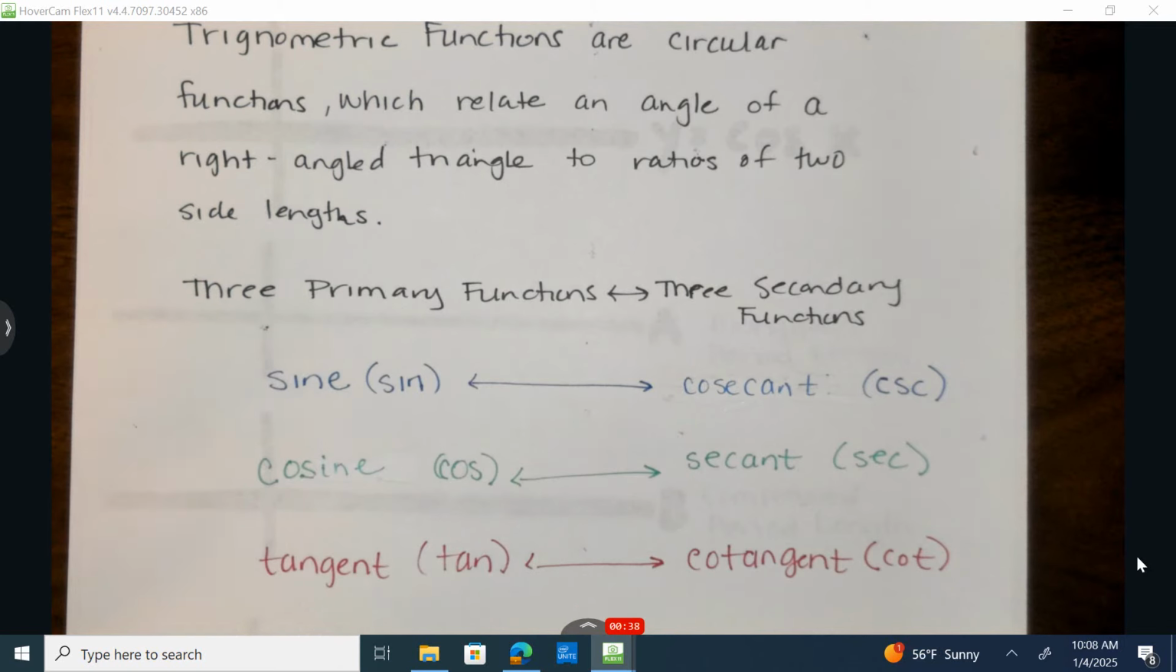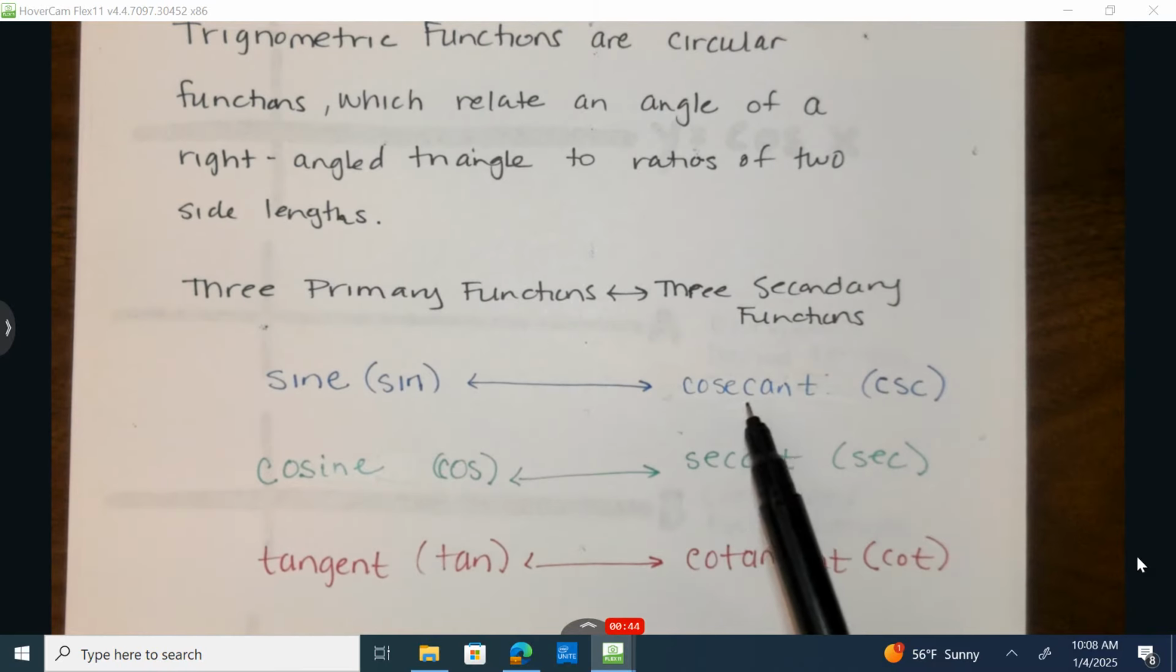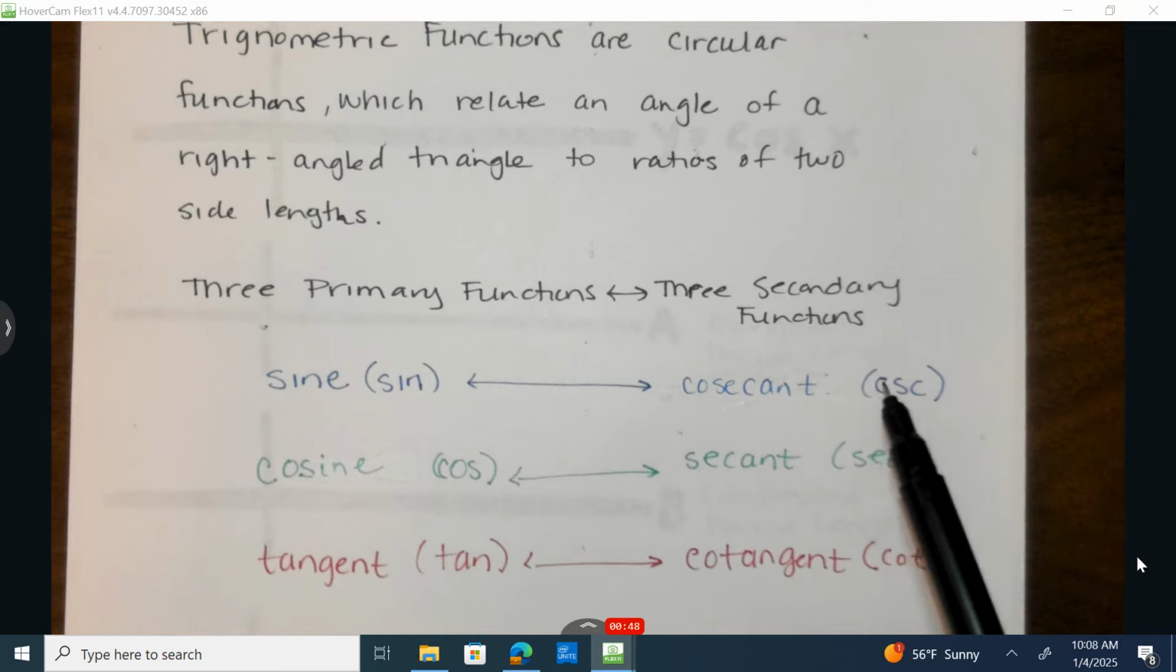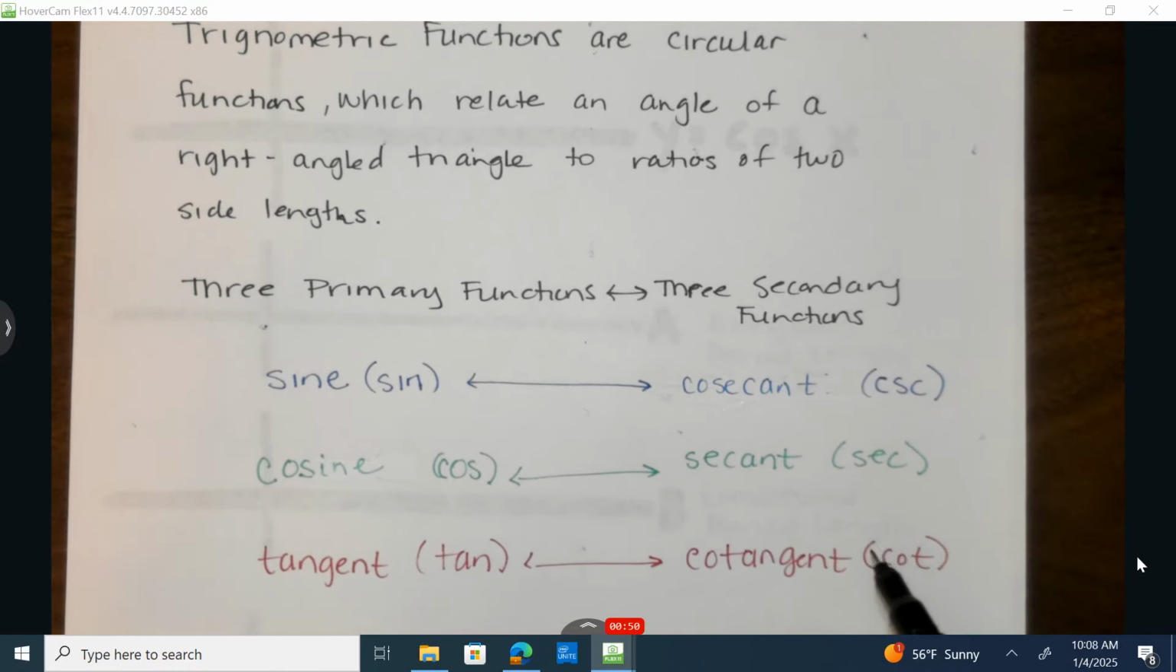Now, there are three secondary functions that are the reciprocal of the primary functions. That would be cosecant, secant, and cotangent. And these are the acronyms we use to represent these secondary or reciprocal trigonometric functions.